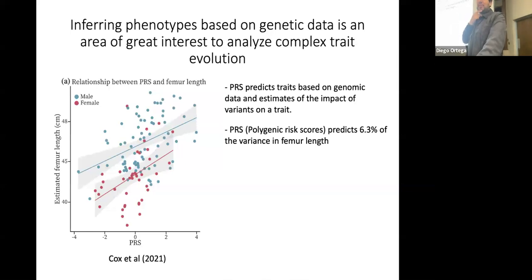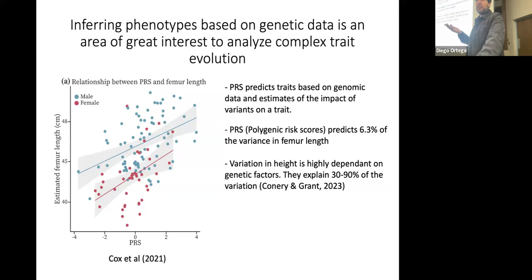But one thing that has happened is that when people have tried to estimate phenotypes from ancient individuals, the prediction does not work very well. So, for example, for femur length, they have seen that polygenic risk scores predict like 6.3% of the variance, which is very small. And it's particularly striking because variation in height or femur length, which is a proxy for height, is highly dependent on genetic factors. People have seen that 30 to 90% of the variation is explained by genetic factors, but even if there's a high genetic contribution, the predictions do not work very well.